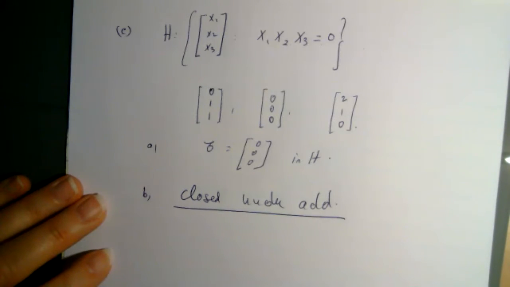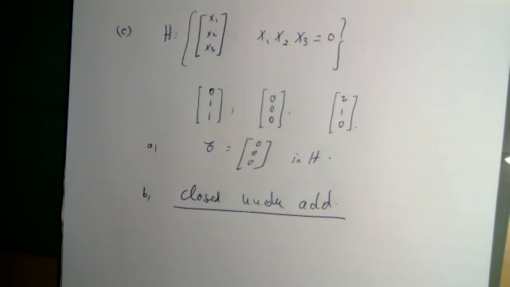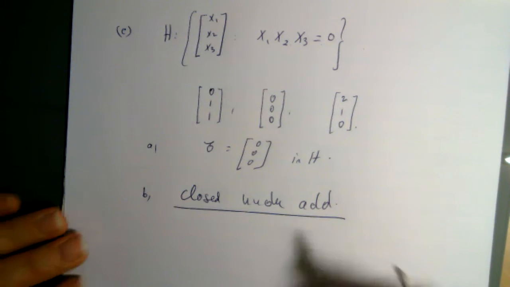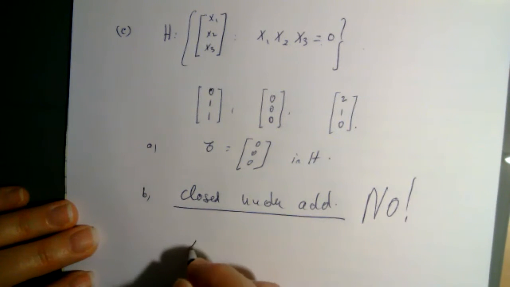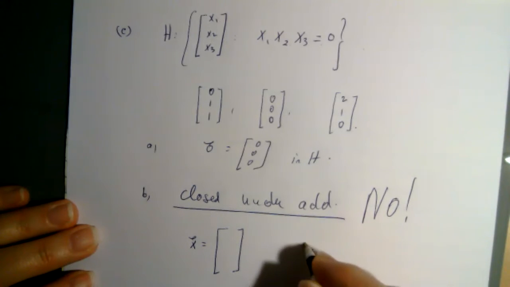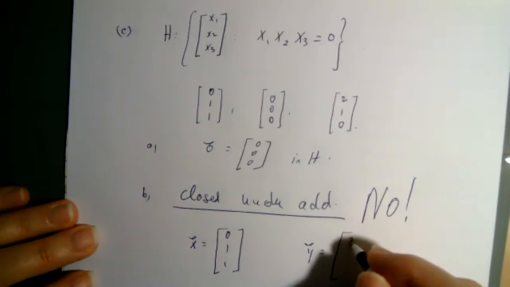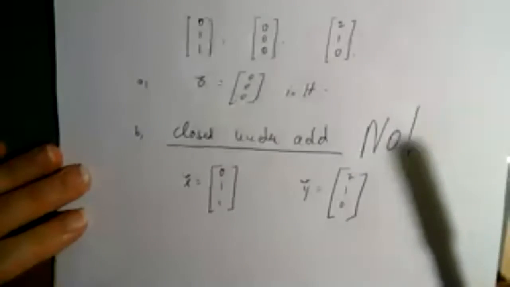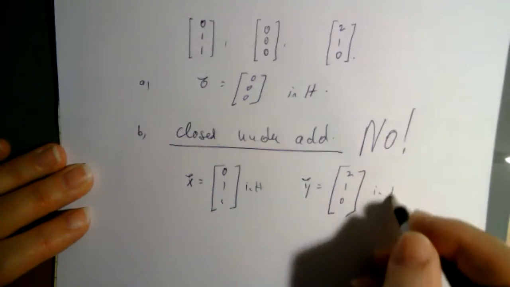If we say no, what do you have to give me? You have to give me two vectors in H. You add them, you get a whole new one, and this new one should not be in H. So everybody is telling me no, absolutely correct. I want the vectors, which are basically staring at us. You can just use (0, 1, 1) and (2, 1, 0). Exactly. These are the vectors. So this is in H, and this is in H.